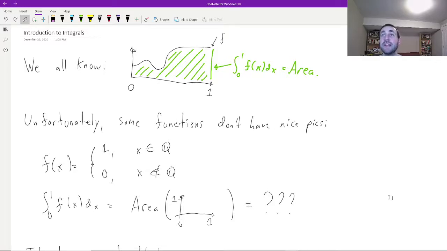So we all basically know what an integral is, right? If I draw this function f here, this black curve, then we know the integral of f from 0 here to 1 here is just, well, look at that green stripy region and compute its area, right? That's the integral. That's more or less how we all learned what integrals were.